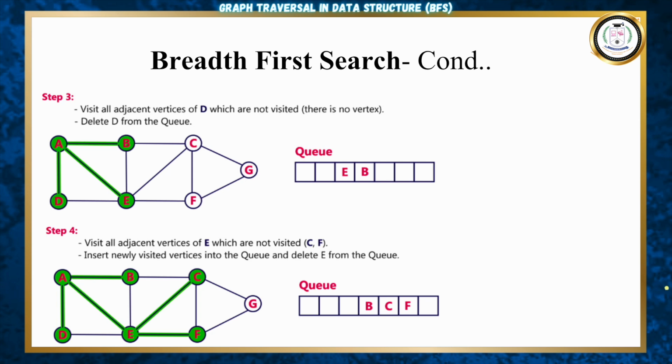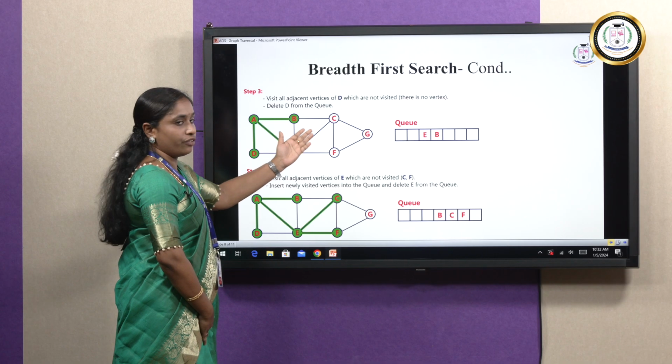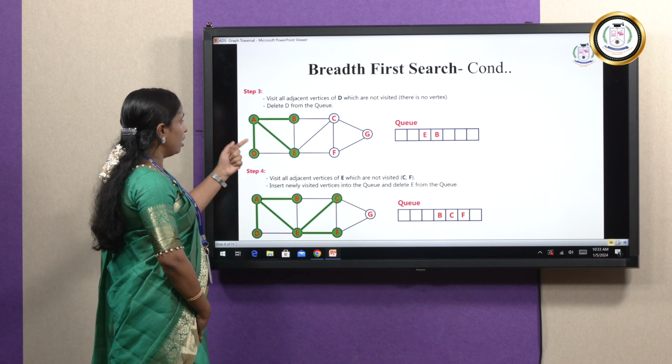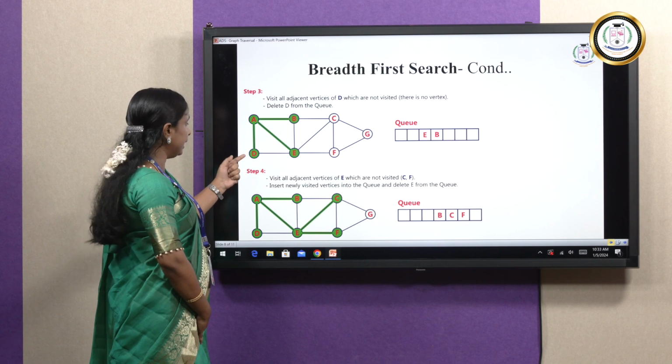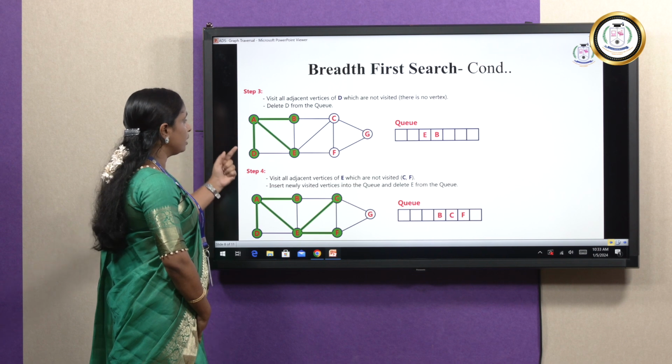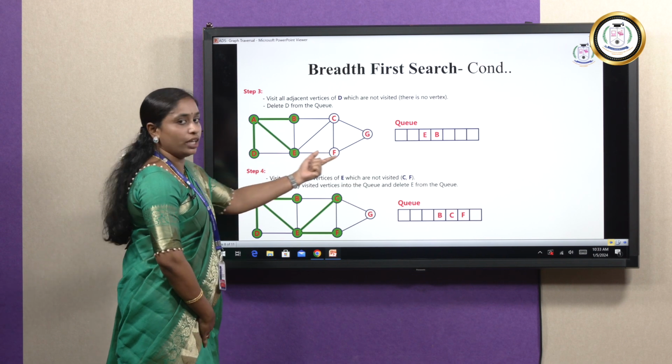Step 3, first visit all the adjacent nodes of D which are not visited. What are the adjacent nodes of D? A and E are the adjacent nodes of D. A is already visited, so we ignore that. We insert node E into the queue.